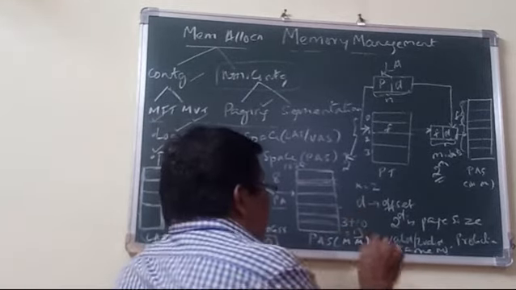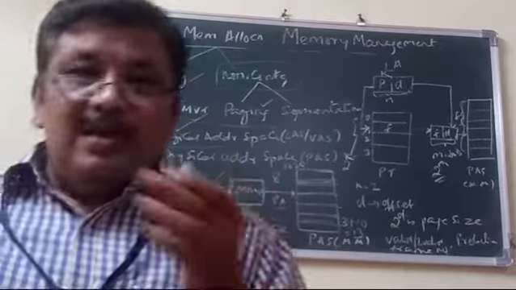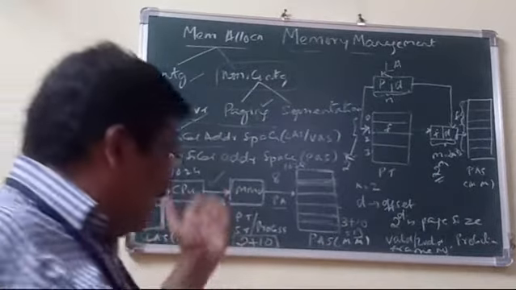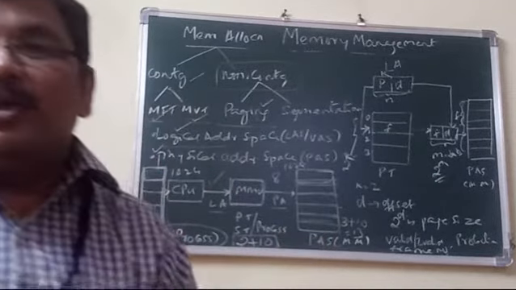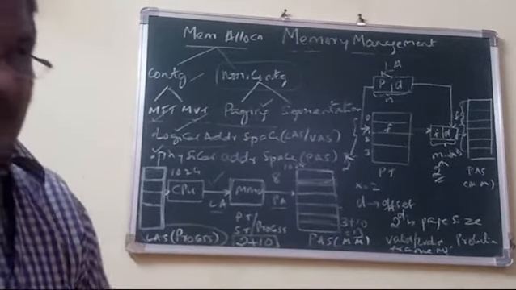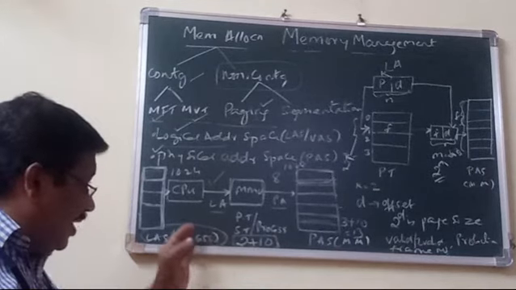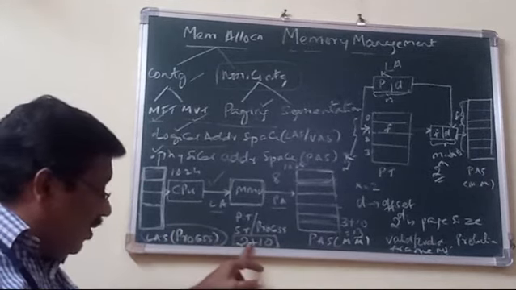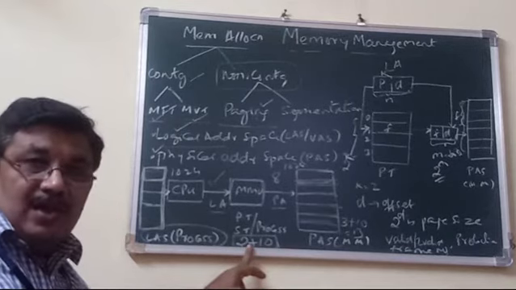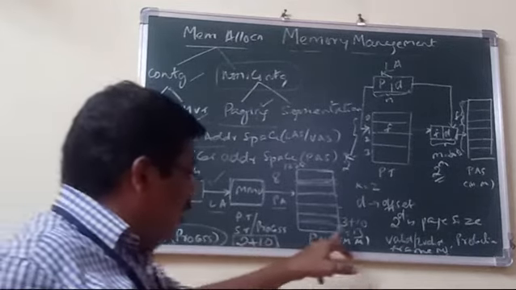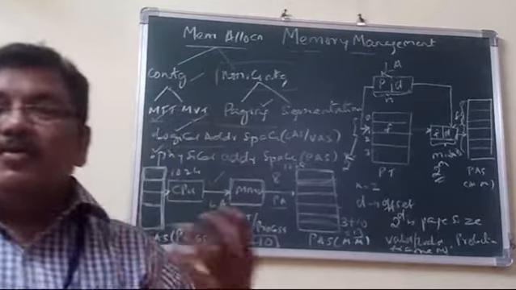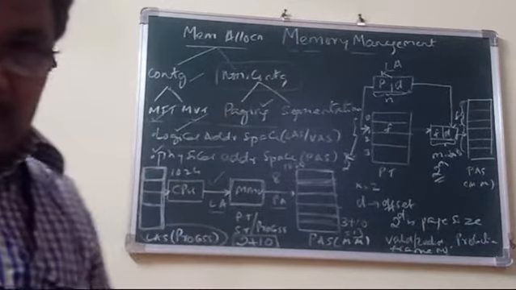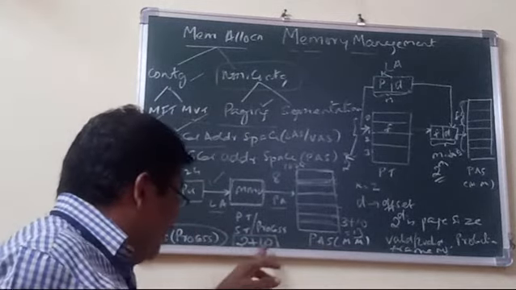So the number of bits in the physical address is equal to 13 bits, right? In this example, as we have seen, there are 12 bits in the logical address space and 13 bits in the physical address space. Is that clear?